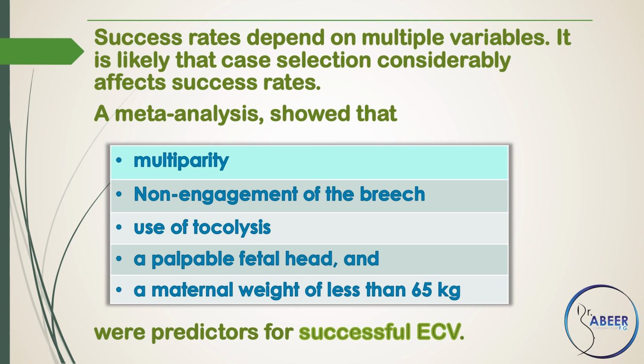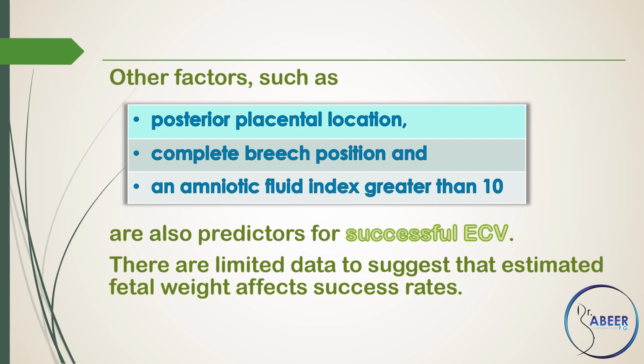A meta-analysis showed that multiparity, non-engagement of the breech, use of tocolysis, a palpable fetal head, and a maternal weight of less than 65 kilograms were predictors for successful ECV. Other factors such as posterior placental location, complete breech position, and an amniotic fluid index greater than 10 are also predictors for successful external cephalic version. There are limited data to suggest that estimated fetal weight affects success rates.